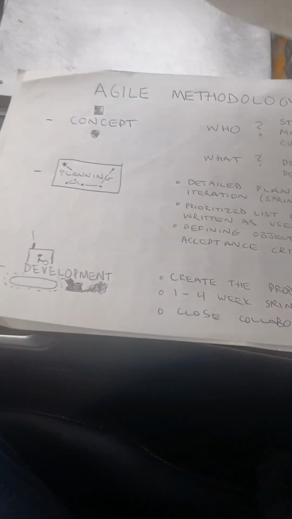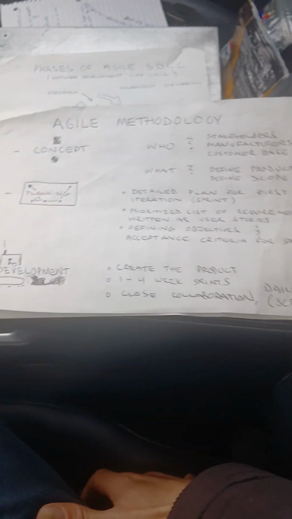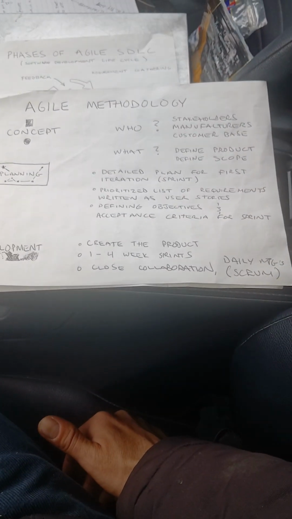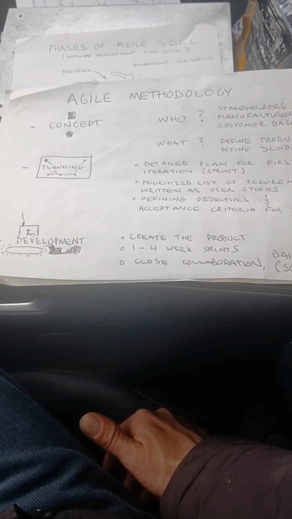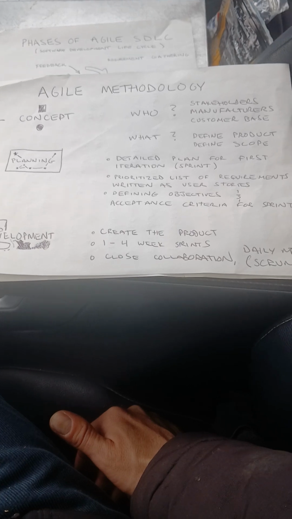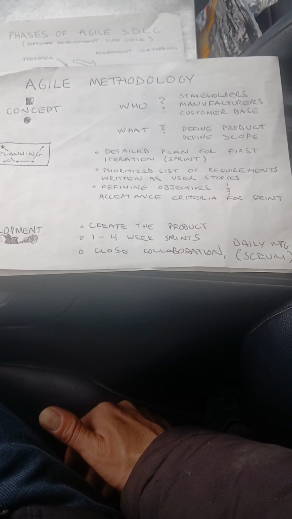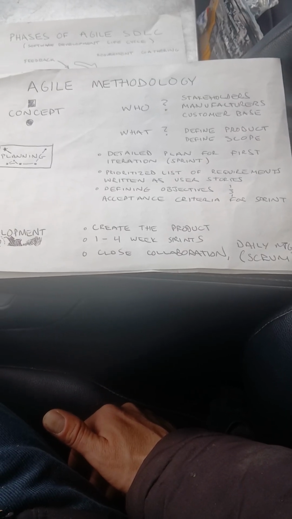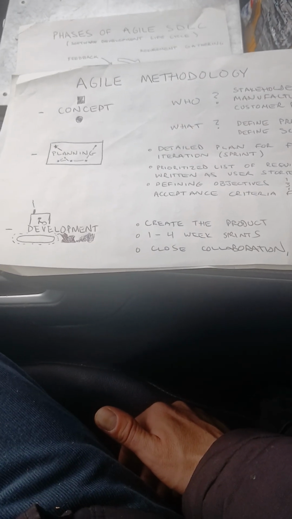So let's go through each phase. I tried to make it artful a little bit for you guys. I don't know if you can see. Let's see. All right, so we have Agile methodology. We have phase one, the concept, right? And the concept is going to come from the stakeholders. We want to know who's going to be involved in designing or manufacturing a product, and who is the customer base, who's going to be using whatever we come up with.